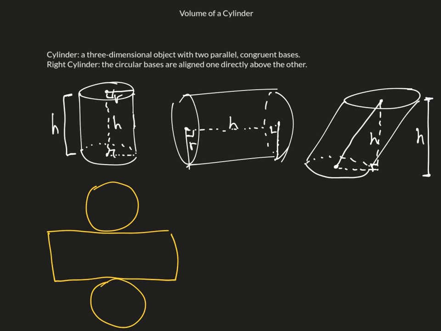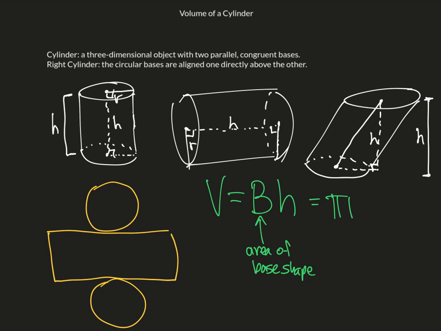So volume. Now remember, our generic volume formula is capital B times H. Capital B is the area of the base shape, whatever shape that is. In this case, it is a circle. So the area of a circle is pi times the radius squared. And then the height is going to be the distance between bases.